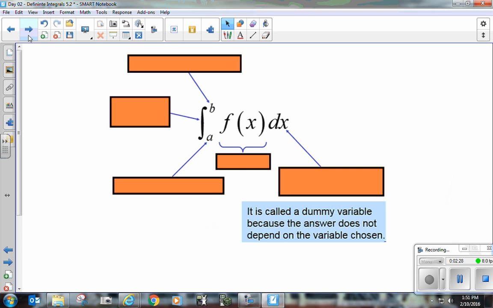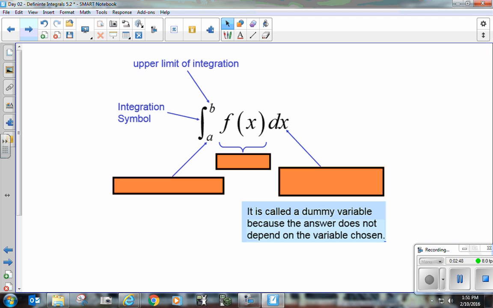Let's play around and figure out what each of these means. First of all, that stretched-out S is the integration symbol. That stands for integral. When you integrate, you are doing the reverse of the derivative. There is an upper limit of integration and a lower limit of integration, meaning there's some interval over which you're integrating. The area under the curve is between two points. We've been doing between 0 and 4, 0 and 5, but it could be between 3 and 8. It doesn't always have to start at 0. Those represent our upper and lower limits.